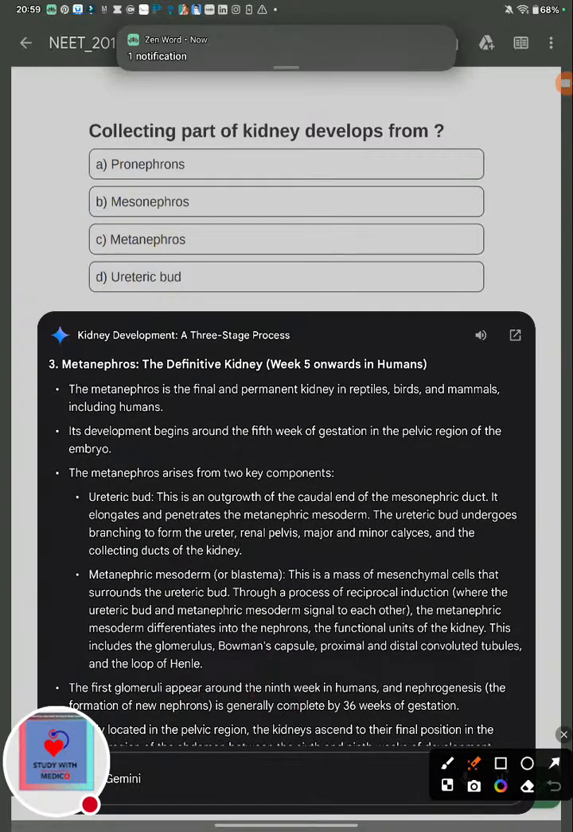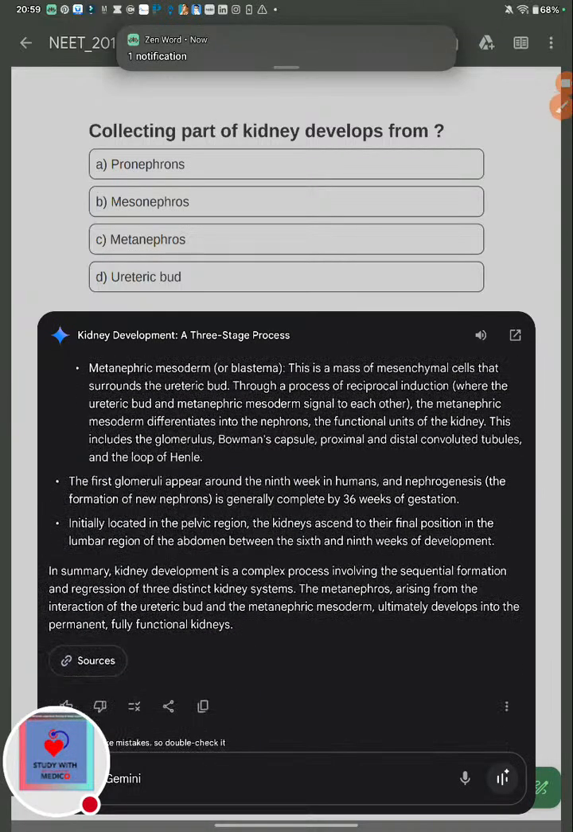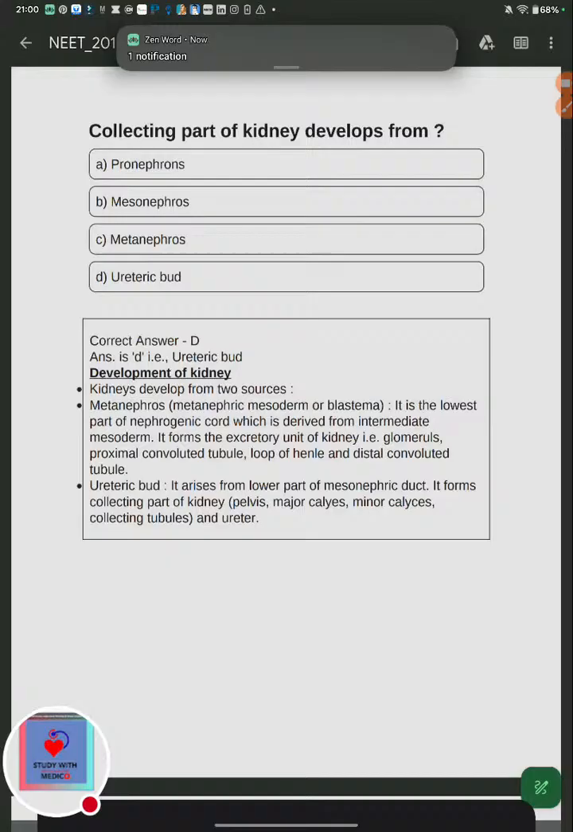The first glomeruli appear within the 9th week in humans, and nephrogenesis, the formation of new nephrons, is generally complete by 36 weeks of gestation. Initially located in the pelvic region, the kidneys then ascend to their final position in the lumbar region of the abdomen in the 6th to 9th weeks of development. The metanephros arises from the interaction of the ureteric bud and metanephric mesoderm. Okay, so this was the complete description we got here.